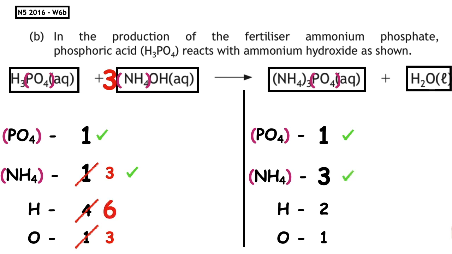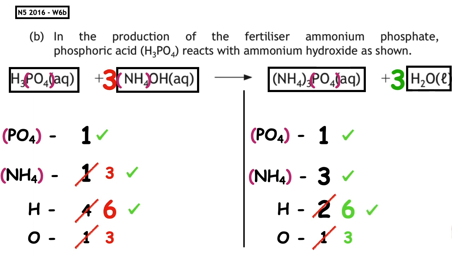How many hydrogens do I have on the left? I have 6. How many hydrogens do I have on the right? I have 2. What do I do to 2 to get to 6? I multiply by 3. So I put a big 3 in front of the water. How many hydrogens do I have inside the box? I have 2. Multiplied by 3 outside the box. 2 times 3 equals 6. How many oxygens do I have inside the box? I have 1. Multiplied by the number outside the box, which is 3. 1 times 3 is 3. My hydrogens balance, so I can tick them off.